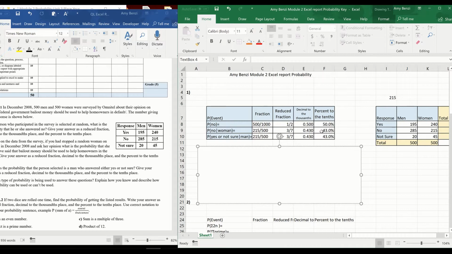Then we learned that if you chose a woman, the probability that she said no was 43%. If you chose a man, the probability that he said yes or he's not sure was 43%.